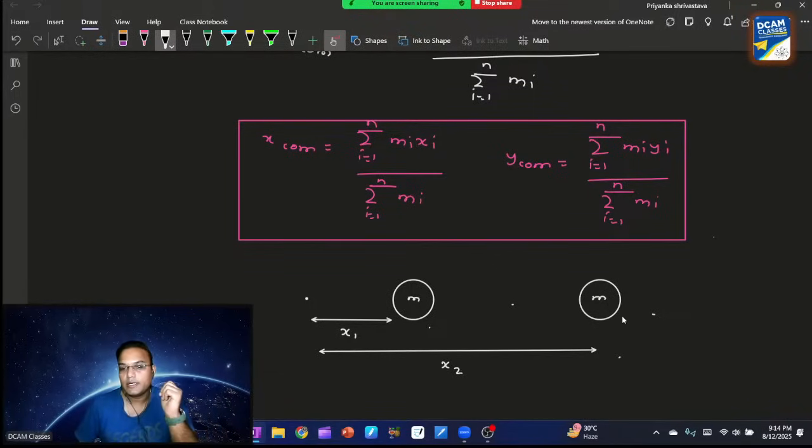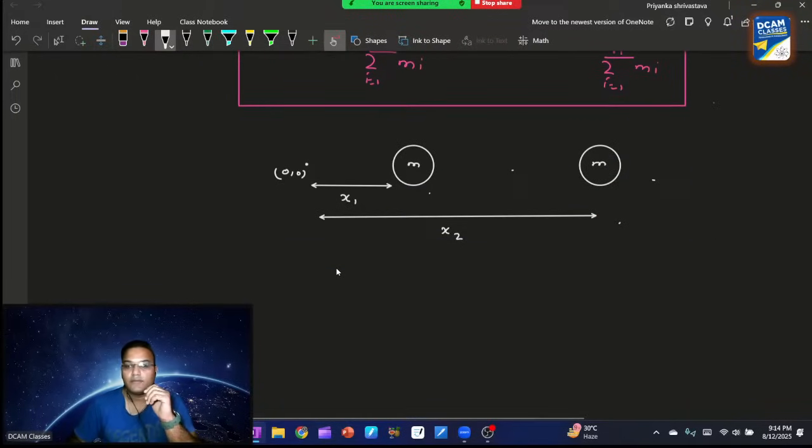We'll use this formula because only x is there. We won't bother with y center of mass, because the y coordinate of the first mass and the second mass is actually 0, since they're lying on the x axis. So we do not bother finding the y center of mass. But if we take some other example in which y coordinates were also there, wait, I'll give you one more thing.